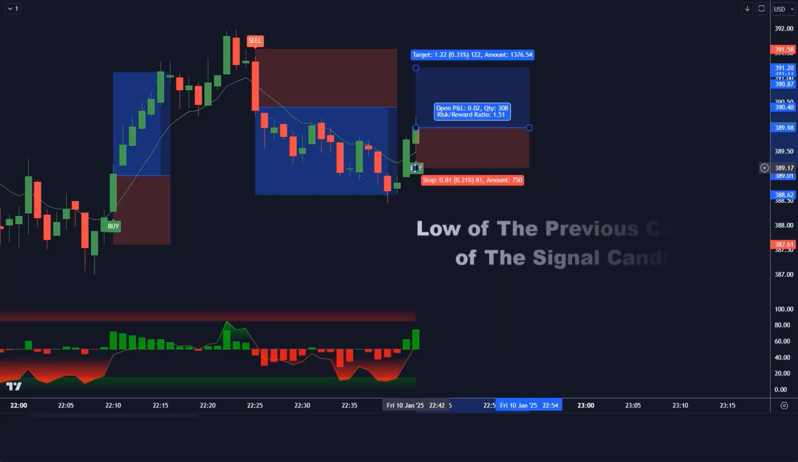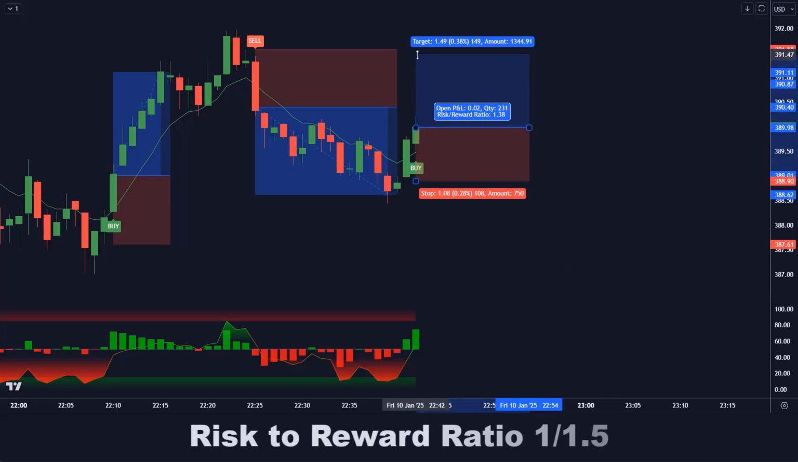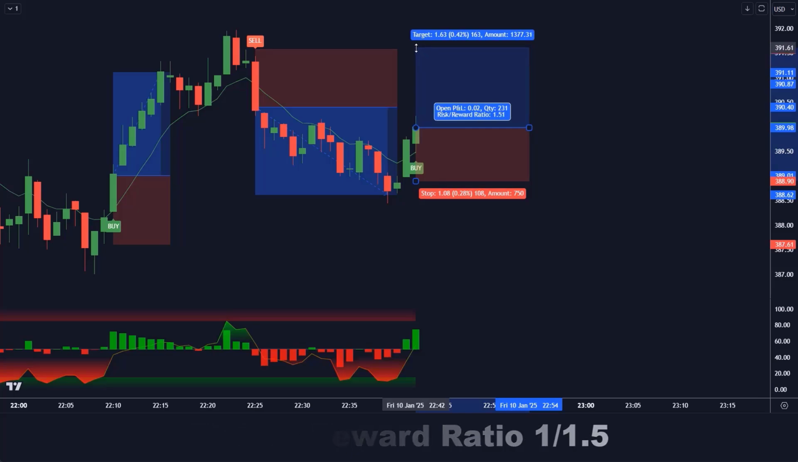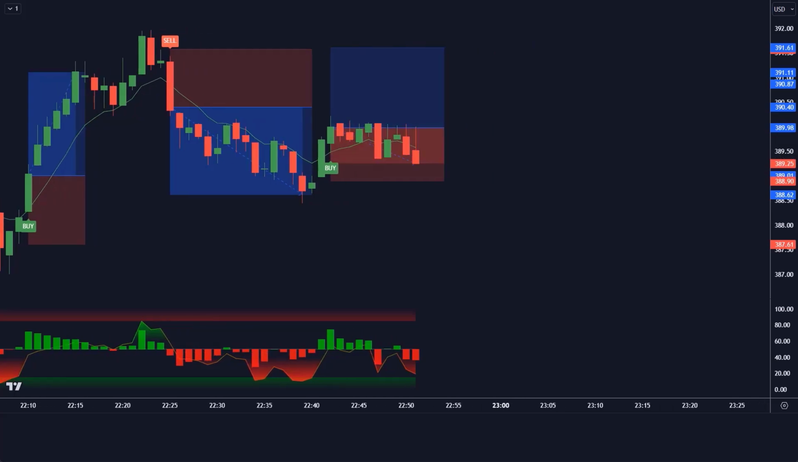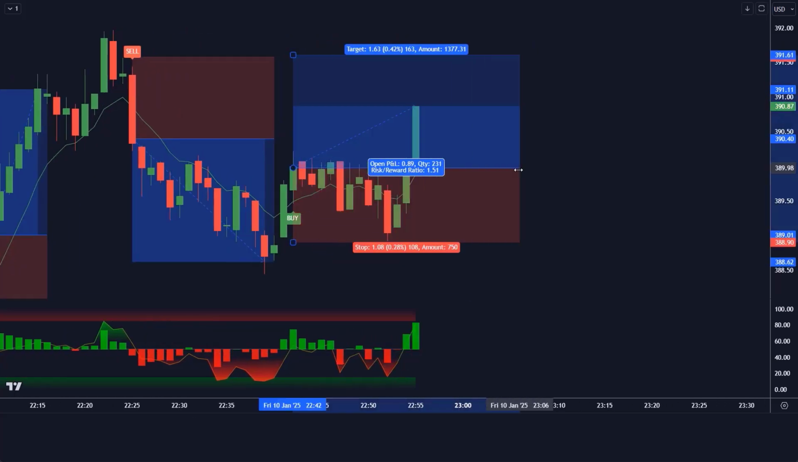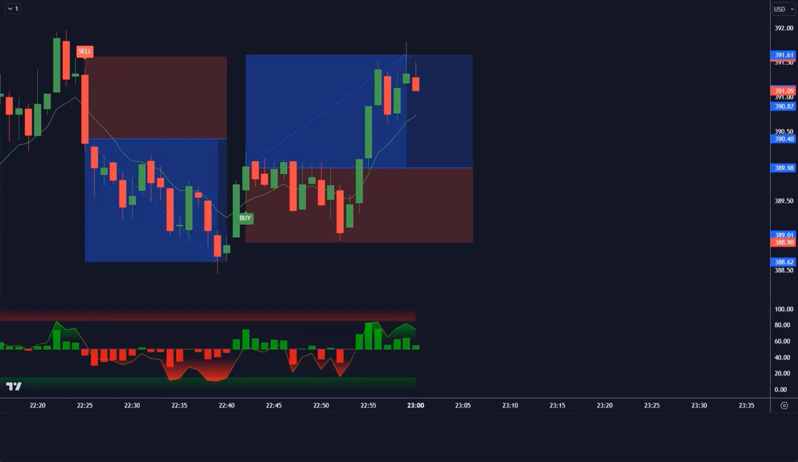Our stop loss is to be placed at the previous low of the previous candle of the signal candle. And the risk to reward ratio will be 1:1.5. Let's see what happens to our trade. We have won the trade. Let's find the next trade.